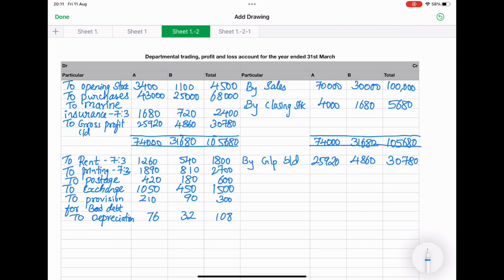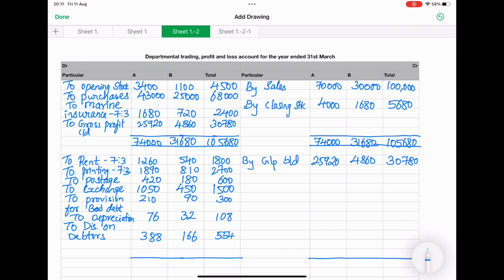Next, to discount on debtors. How much did we get in the question while calculating? 554. 554 into 7 by 10. We are going to get 388 for department A, and for B 166. So these are the things that they have mentioned in the question. Okay, so finally all the information given in the question, we have solved it, isn't it?